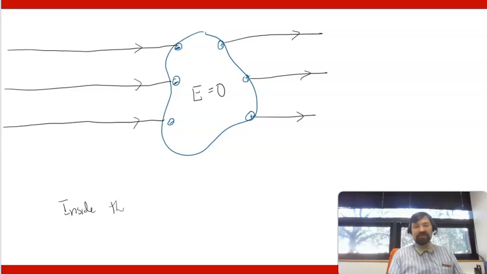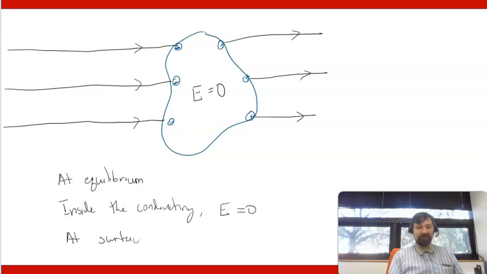So inside the conducting material, and of course we're assuming that everything is at equilibrium, the electric field is 0. And then at the surface, the E field is parallel to the local area vector. That means that it is perpendicular to the surface. Okay, so those are the basic conditions.